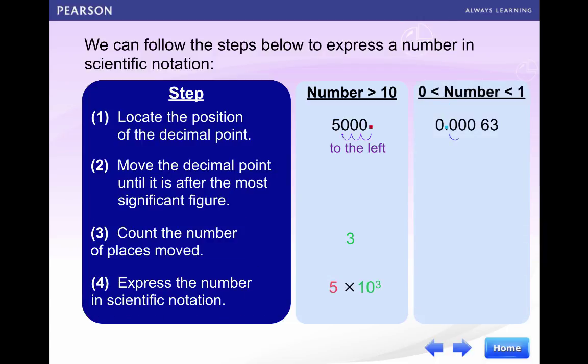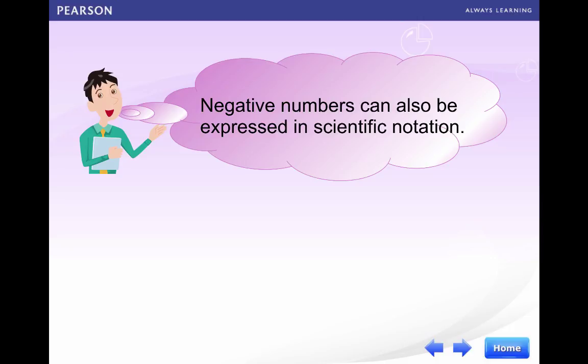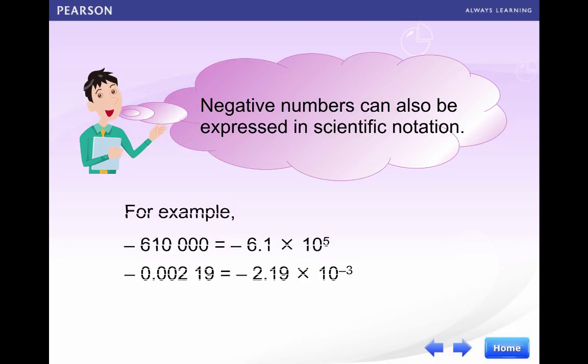For a number smaller than 1 but greater than 0, count how many times the decimal point moved. It moved 4 times, so the number will be 6.3 times 10 to the power negative 4. And we have some negative numbers. We can also express them in scientific notation, like these 2 numbers.